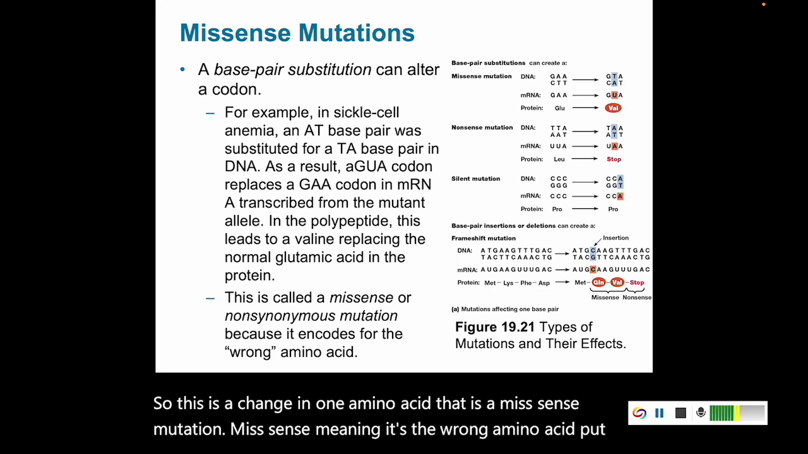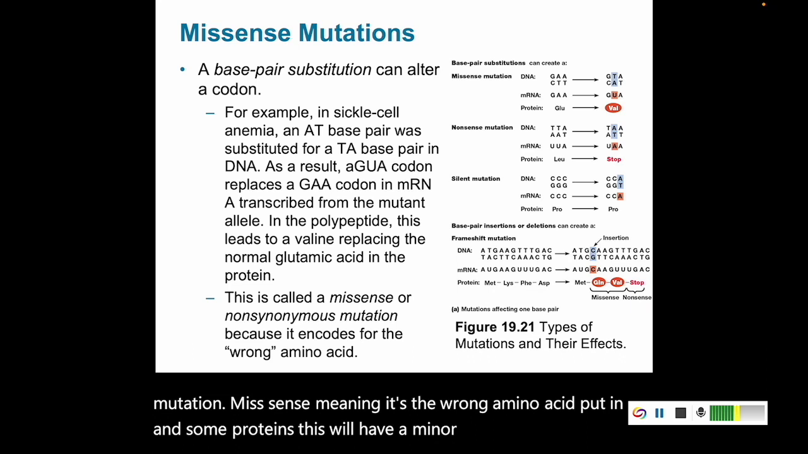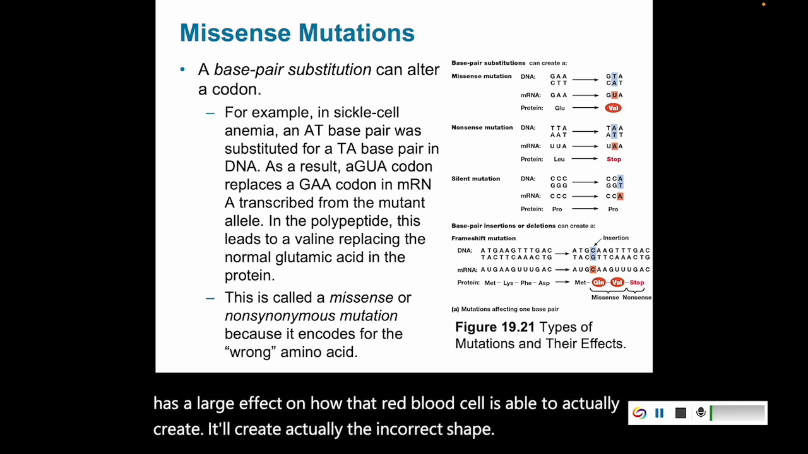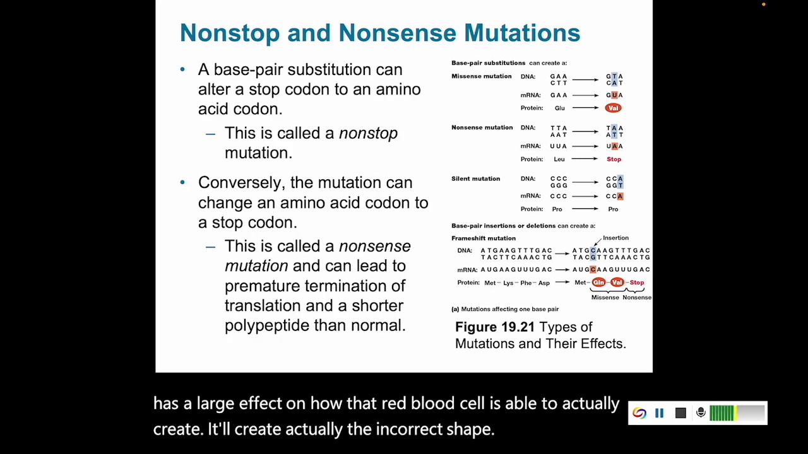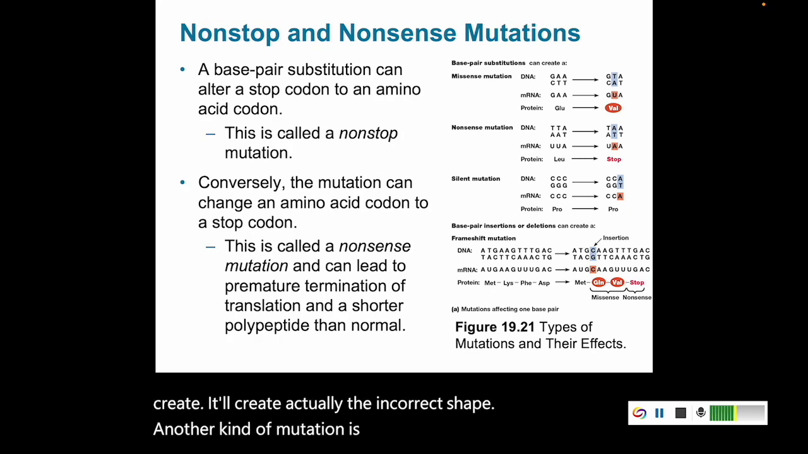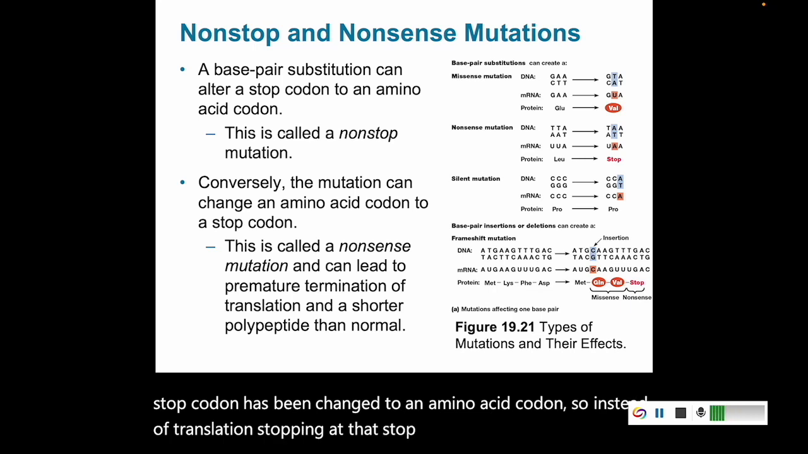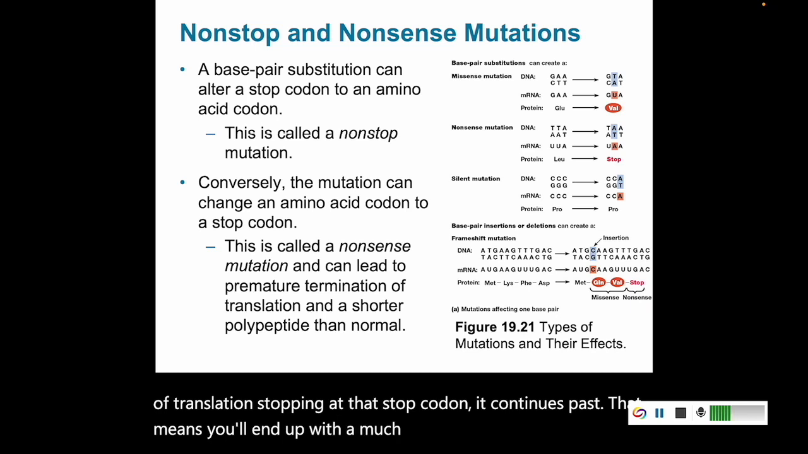In some proteins, this will have a minor effect. For sickle cell, this has a large effect on how that red blood cell is able to function; it'll create the incorrect shape. Another kind of mutation is a nonstop mutation. This is when a stop codon has been changed to an amino acid codon. So instead of translation stopping at that stop codon, it continues past that. That means you'll end up with a much longer protein that may function very differently.